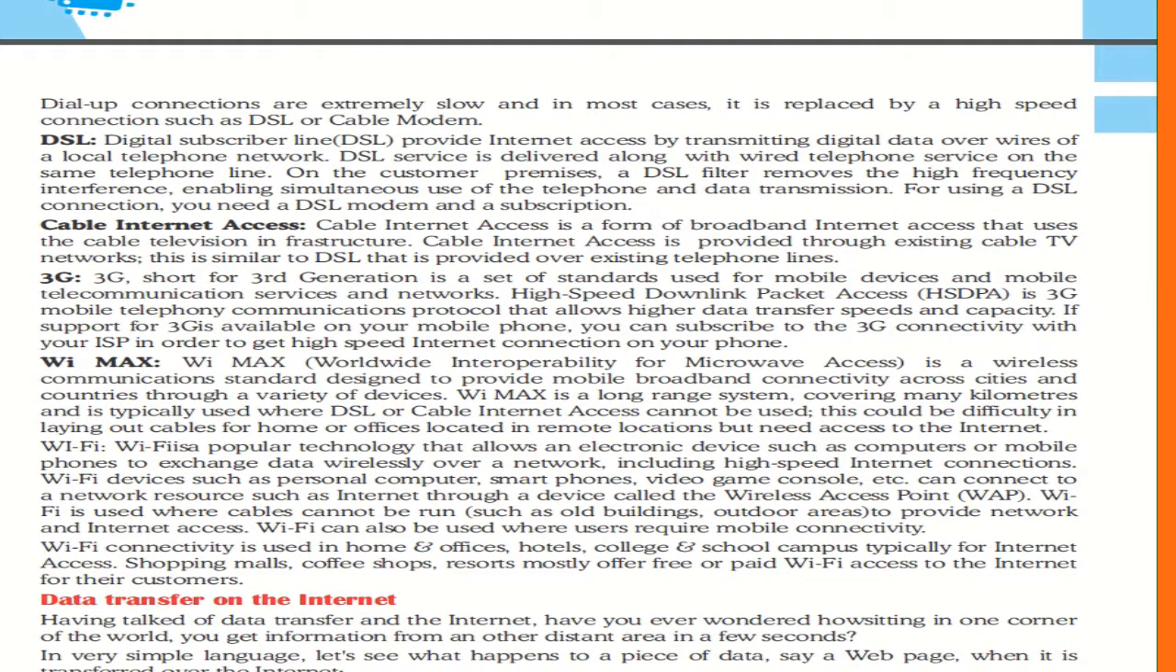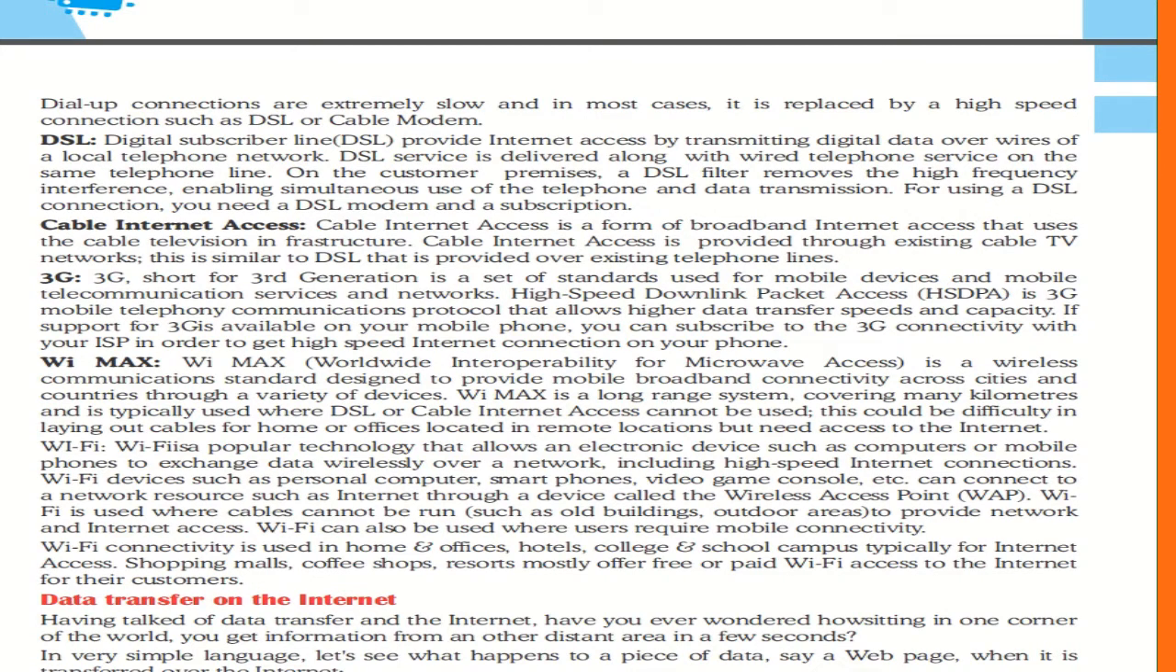Next is WiMAX. WiMAX is what? Worldwide Interoperability for Microwave Access. It is also a wireless communication standard designed to provide mobile broadband connectivity across cities and countries through a variety of devices. WiMAX is a long-range system covering many kilometers and is typically used where DSL or cable internet access cannot be used.